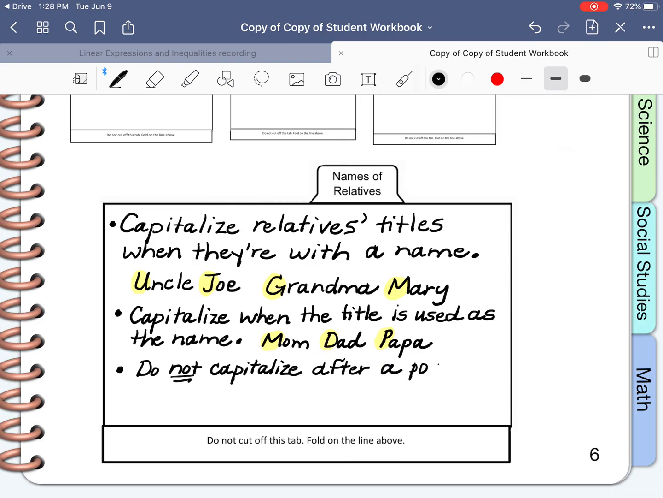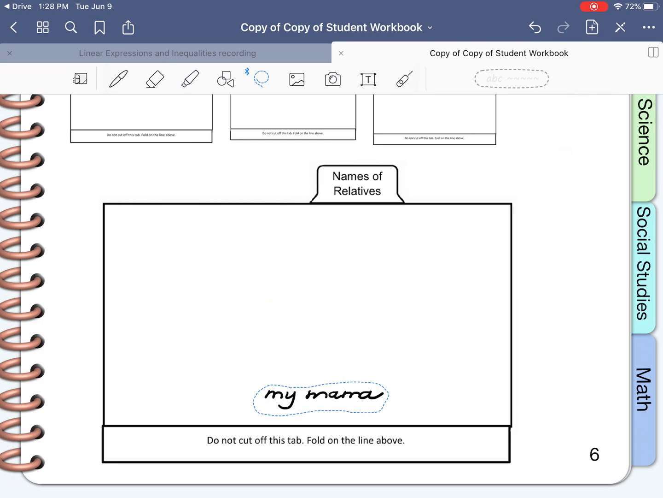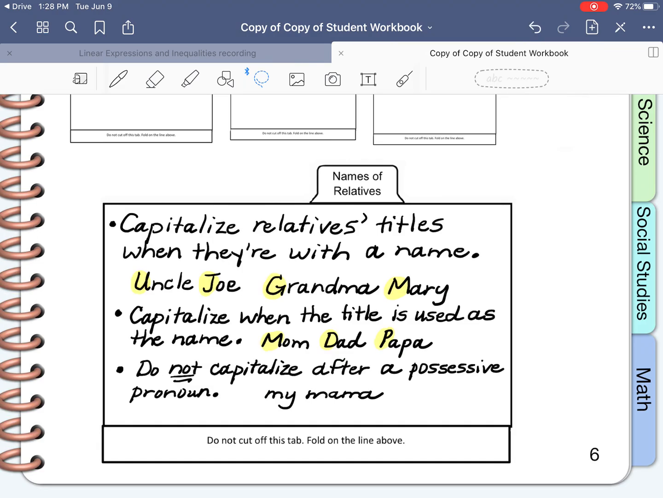And remember, we learned what possessive pronouns are. If you need to look back at your chart, that's fine. If I say "my mama," in this situation, I am not calling her Mama, I'm talking about her. She is my mama. You would not use a capital letter. And let me put the symbols in and you'll see what I mean.